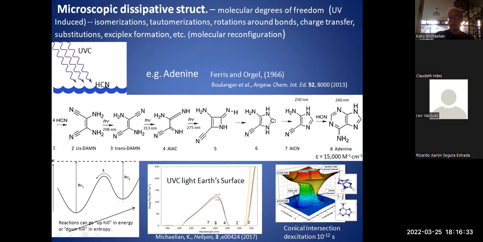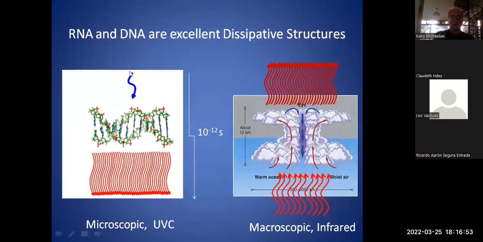That happens very fast, on the order of 10 to the minus 12 seconds. So these molecules, these fundamental molecules, are very efficient at absorbing and dissipating into heat the photon excitation energy induced by the photon, 10 to the minus 12 seconds. So then RNA and DNA are excellent dissipative structures. They absorb one photon, they convert it into about 30 or 40, depending on the energy of the instant photon, in about 10 to the minus 12 seconds.